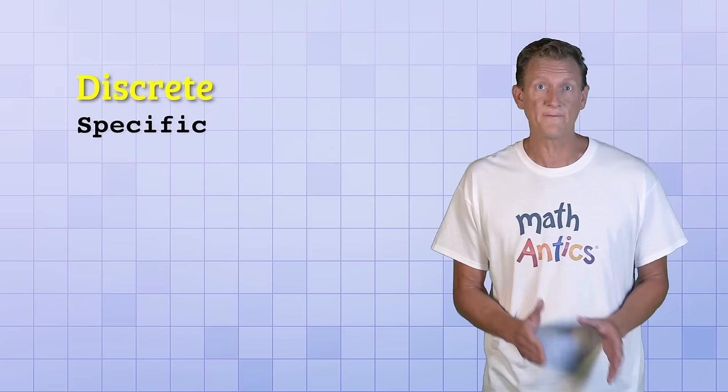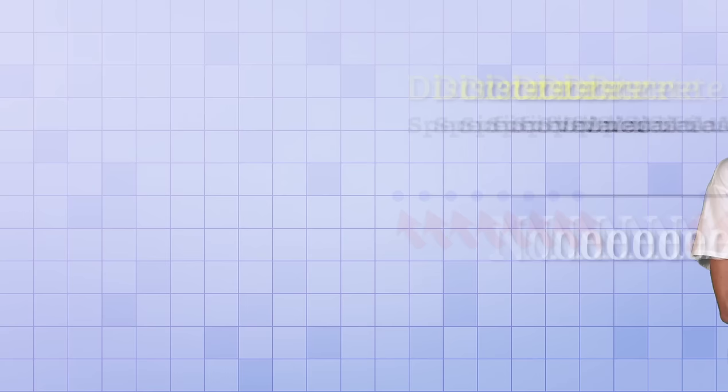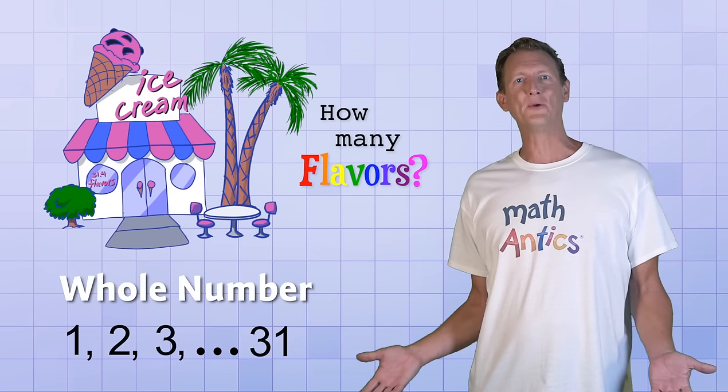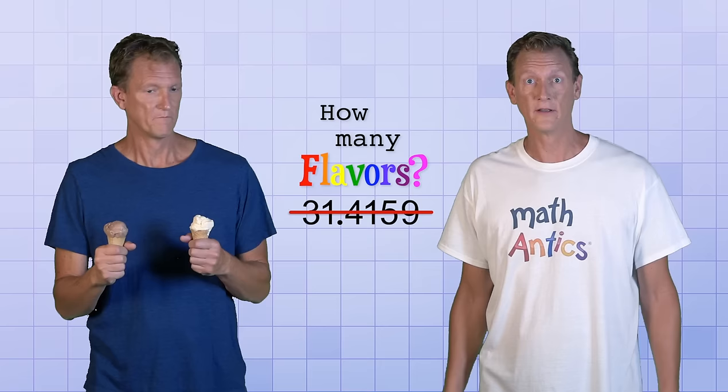On the other hand, discrete data is data that can only have specific values. With discrete data, there aren't any other possible data values in between any two consecutive values. For example, if you ask an ice cream shop how many flavors they sell, they're going to respond with a whole number, like 1, 2, 3, or even 31. They wouldn't give you an in-between number because they couldn't have a fractional amount, like 31.4159 flavors. Ah, but you could mix two flavors together to get a brand new one.